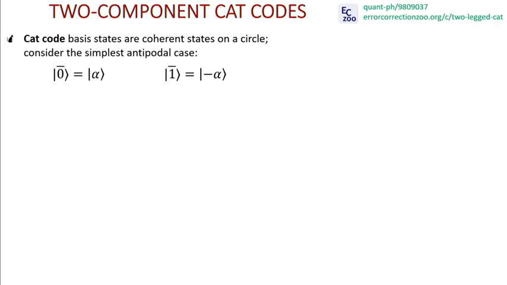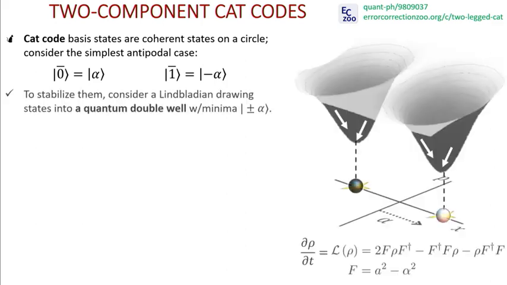So let's review the simplest cat code. The simplest cat code is in 1 mode, so it's 2 dimensions, and it's basically a kind of repetition code in 2 dimensions. You just place 2 points antipodal to each other at alpha and minus alpha. And this is something that has been thoroughly studied theoretically and experimentally for a while. I'll just mention some highlights.